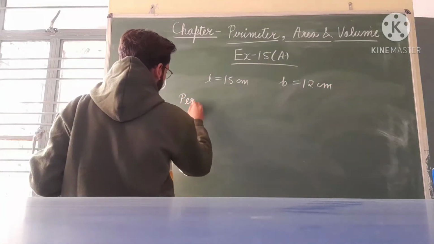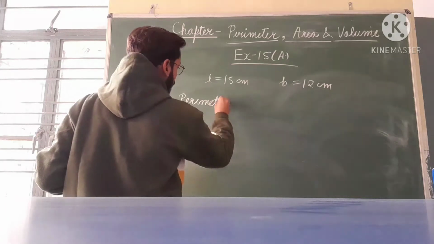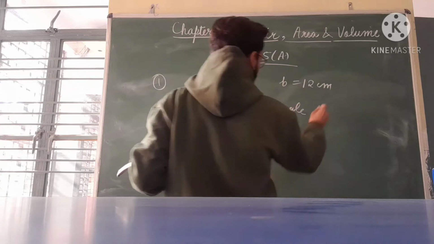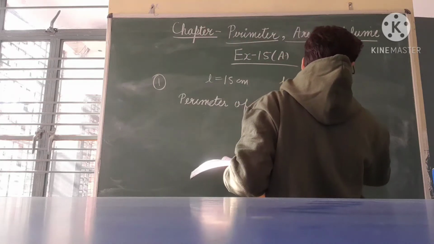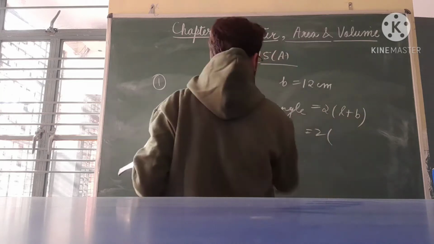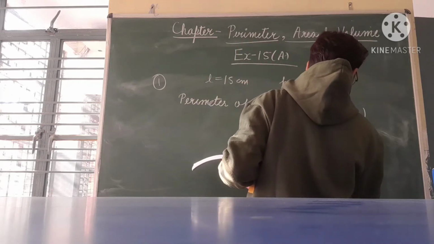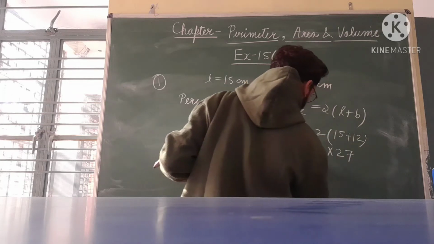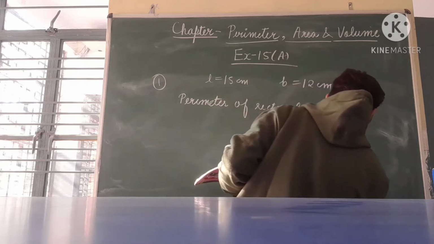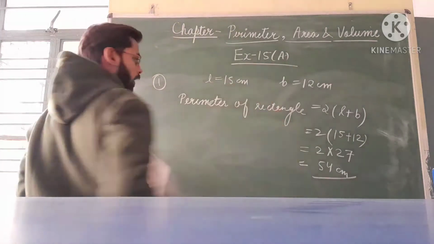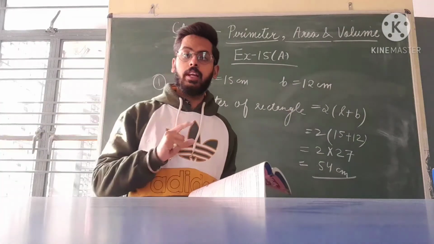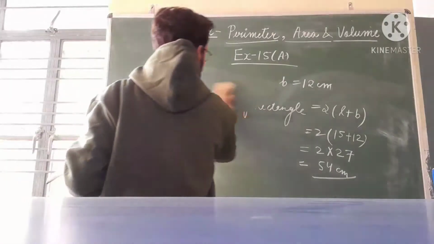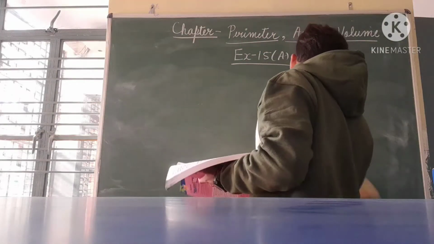As mentioned before, the perimeter of a rectangle is equal to 2 times the sum of length and breadth. Here L is 15 centimeter and B is 12 centimeter. By adding 15 plus 12 we get 27, and multiplying 27 with 2 we get 54. The unit will be centimeter because the length and breadth are given in centimeter. This is our first part. Similarly, we can do the remaining parts in the first question.